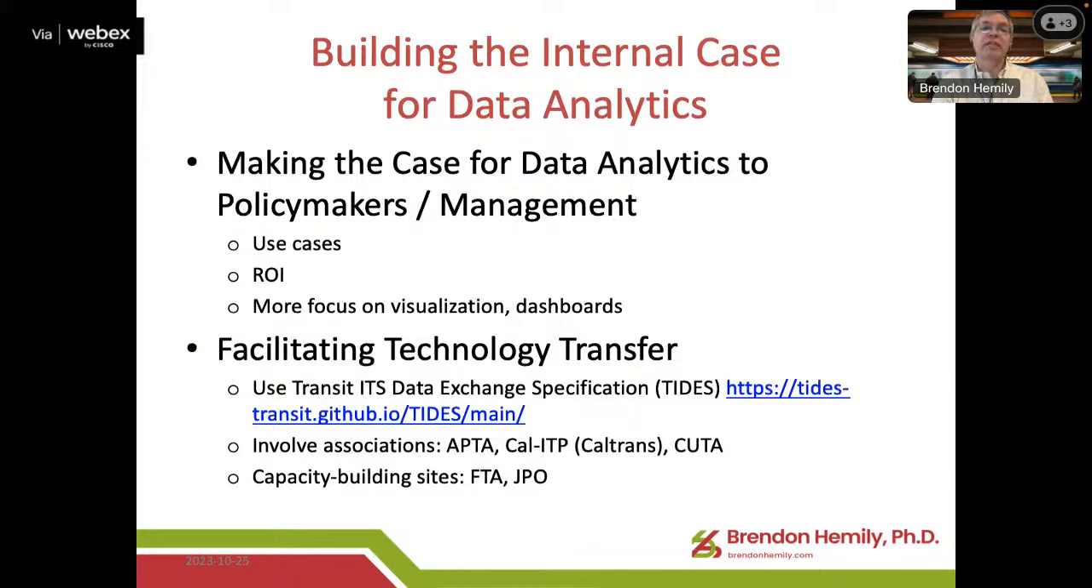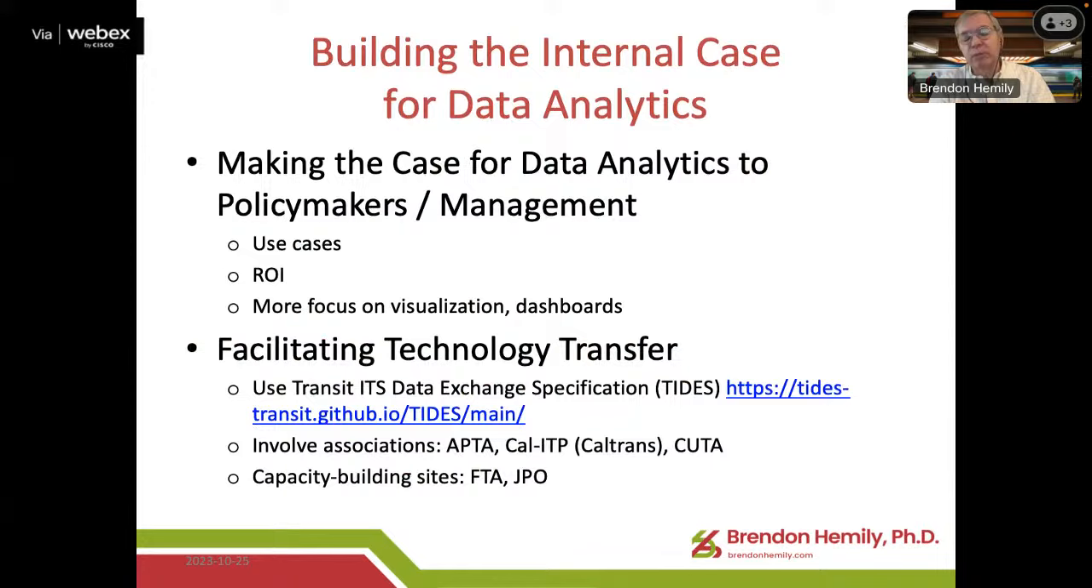I mentioned the Transit ITS Data Exchange Specification, TIDES. Part of this is to standardize the way data is structured, so that applications developed in one place can be shared with others easily. Right now, you go to a conference, you see something cool and what did you get at best? A PDF, and you would have to build it basically from scratch. This would enable agencies to transfer applications much more easily.